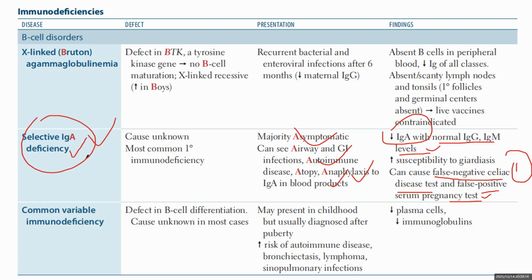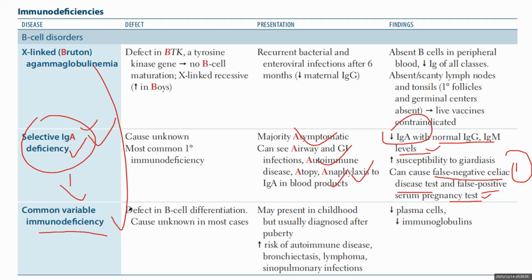We have just touched on the selective IgA deficiency. Now let's touch on CVID, the common variable immunodeficiency. What is that? Okay, this is one of the clinically important immunodeficiencies. So unlike Bruton disease, what happens in Bruton disease? B cells were absent, right?